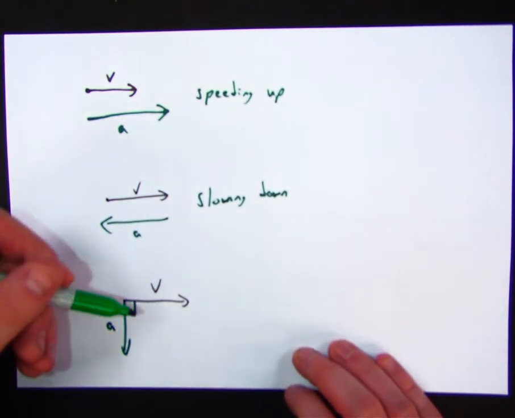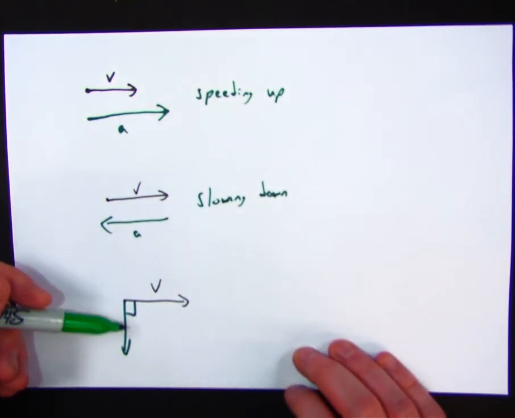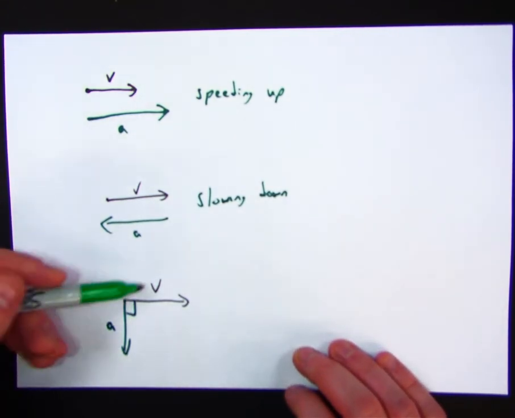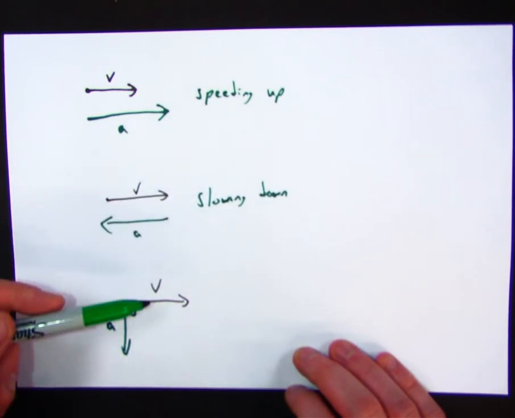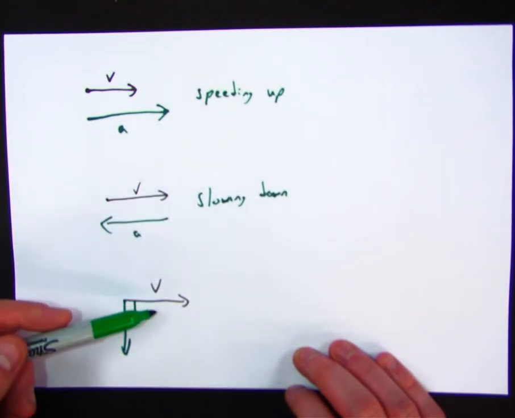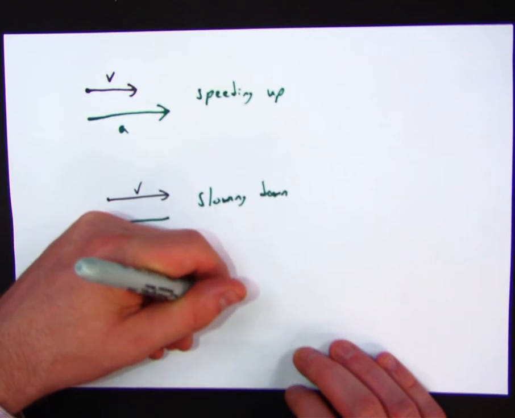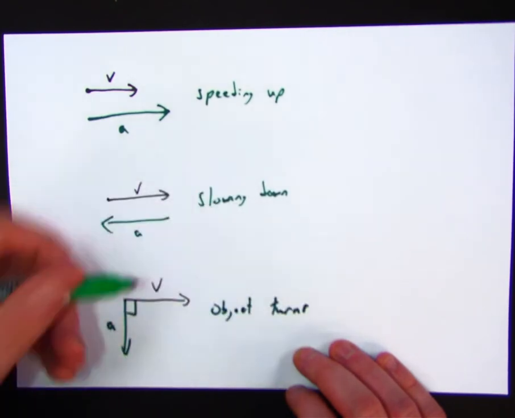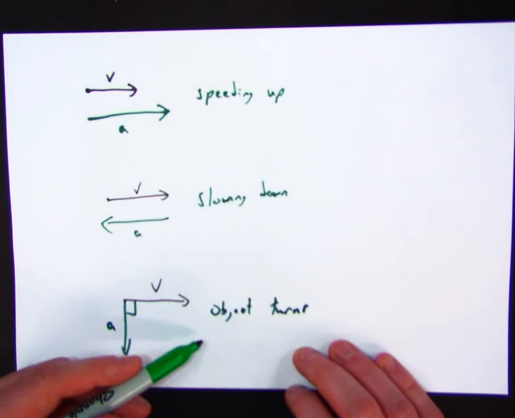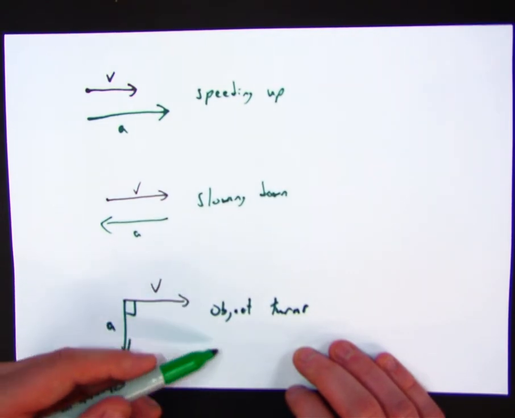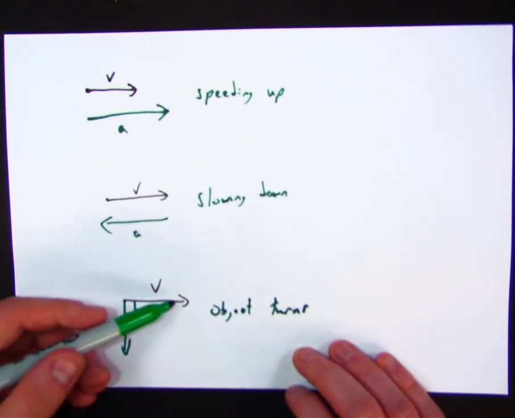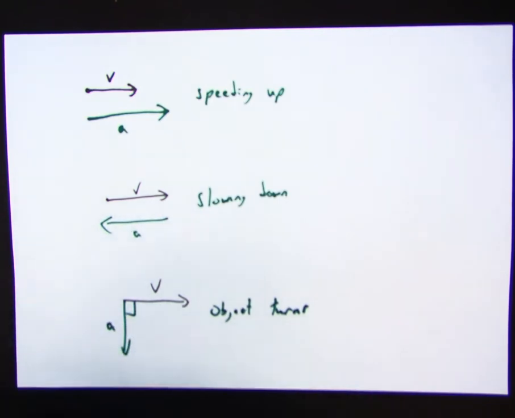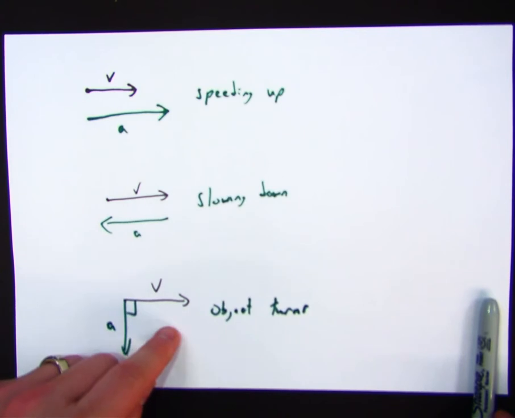Well, it turns out what happens here is that the acceleration doesn't go into speeding up or slowing down the object. Instead, it goes into turning the object. So I'll just say that the object turns. And if it was moving this direction, it would start turning like this. It would start going down and then around. The object will turn, but it will not speed up or slow down.